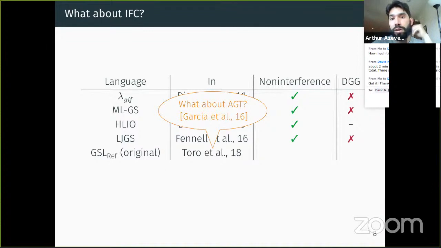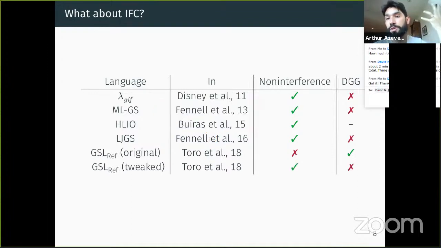So Matthias Toro, Eric Tanter, and Ron Garcia looked at this situation and said, well, can we come up with a better language for information flow control based on this principled approach for gradual typing that we came up with called abstract gradual typing? And one of the advantages of this approach is that it provides the dynamic gradual guarantee by construction. When the authors tried to do this, they realized that they broke non-interference. They managed to restore non-interference by tweaking the language that they obtained by applying this methodology, which unfortunately resulted in a design that broke this dynamic gradual guarantee.